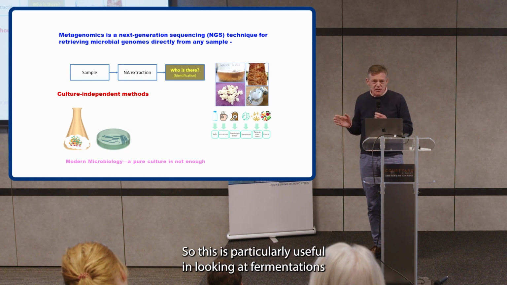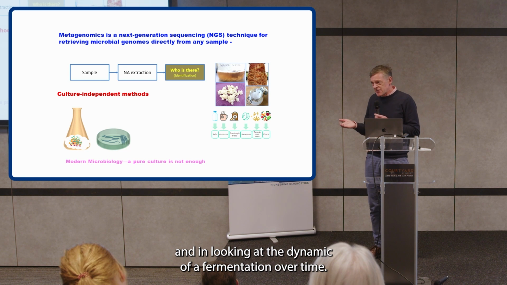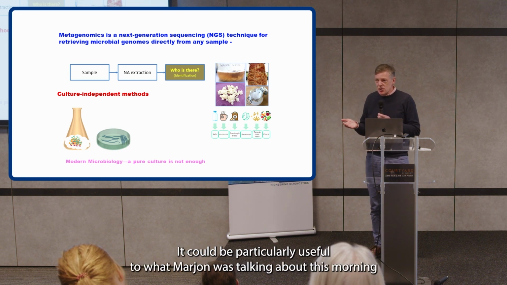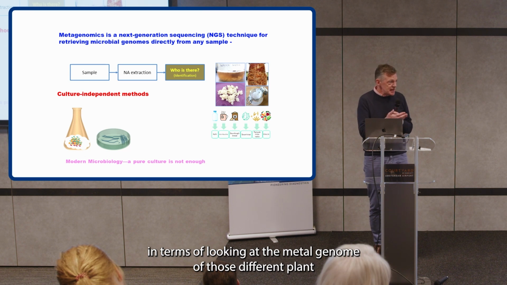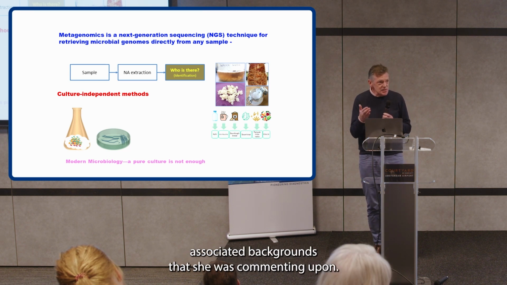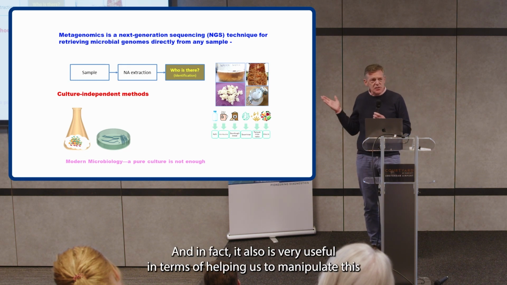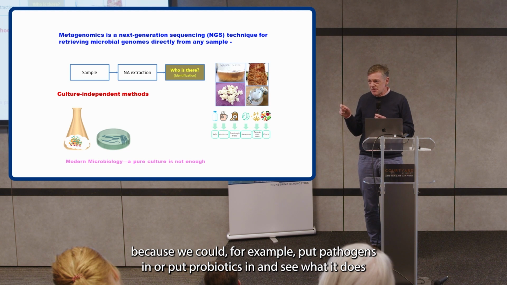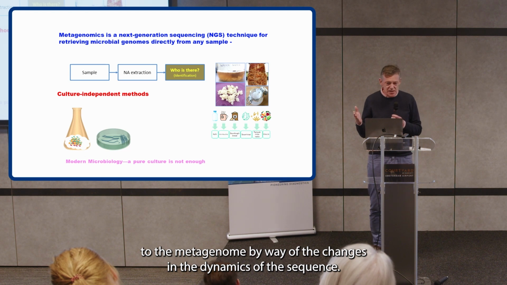So this is particularly useful in looking at fermentations and in looking at the dynamic of a fermentation over time. It could be particularly useful to what Marion was talking about this morning in terms of looking at the metagenome of those different plant-associated backgrounds that she was commenting upon. And in fact, it also is very useful in terms of helping us to manipulate this, because we could, for example, put pathogens in or put probiotics in and see what it does to the metagenome by way of the changes in the dynamics of the sequence.